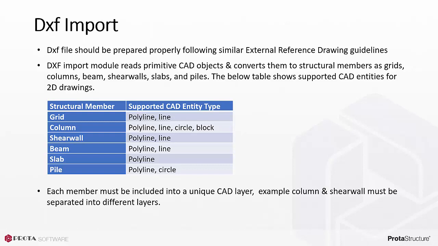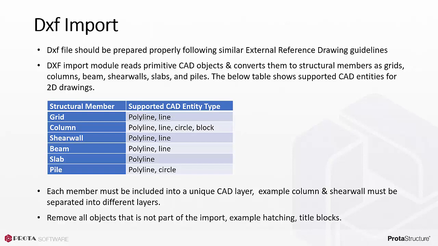Each member must be included into a unique CAD layer. For example, column and shear wall must be separated into different layers. Remove all objects that are not part of the import, for example, hatching and title blocks.